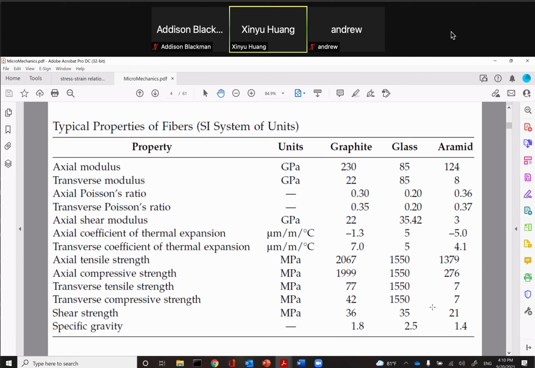So you don't blindly put a number in. You have to think about which is the right number. It really depends on the direction you're loading. Glass fiber, it doesn't matter. Polymer fiber, graphite fiber, it matters a lot. It gives you very different results.